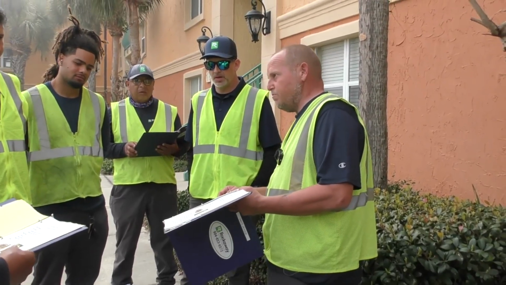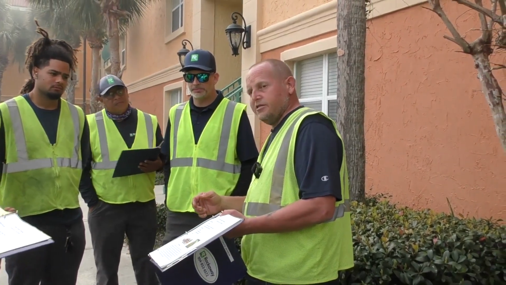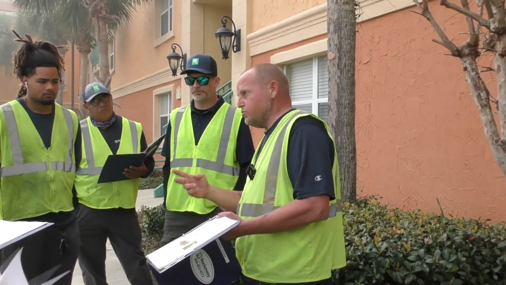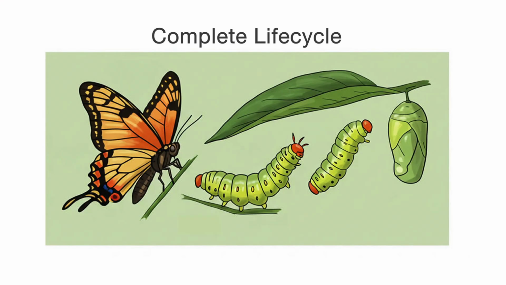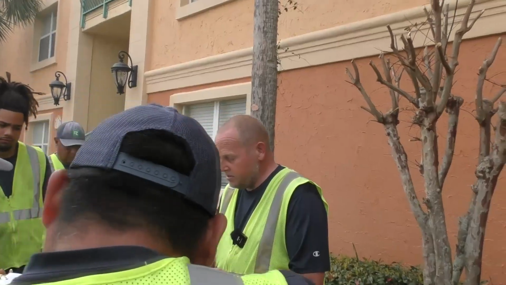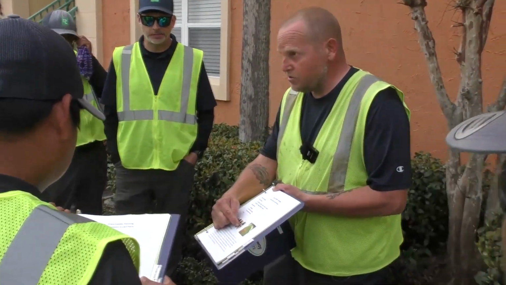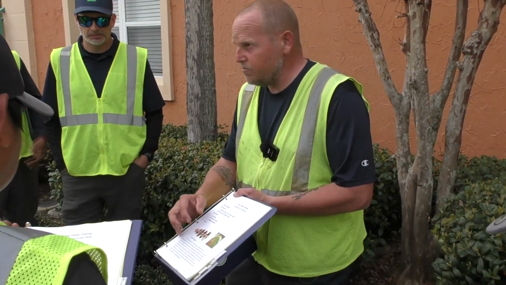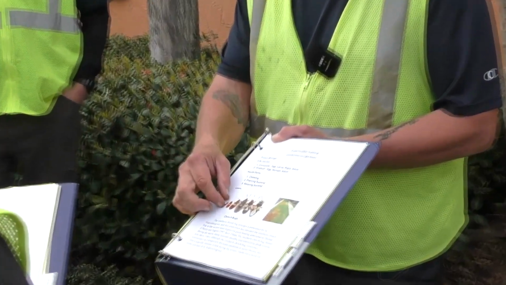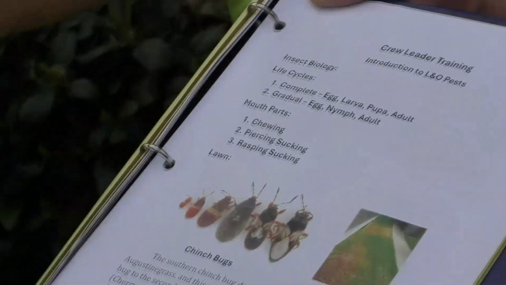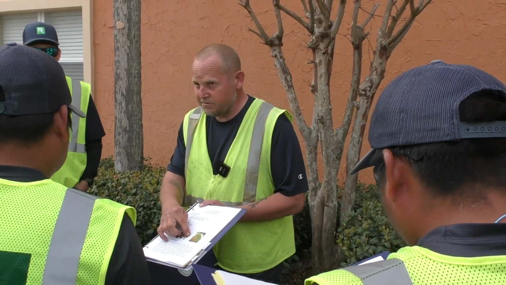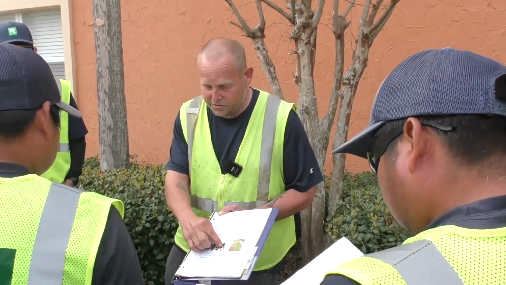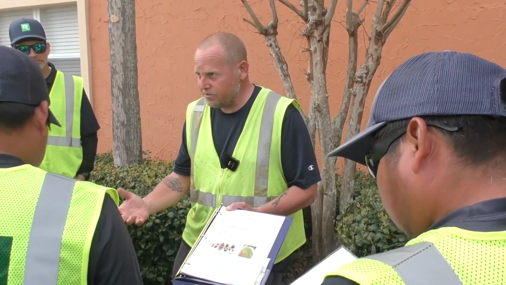I'm going to teach you a little bit of biology today. Insects have one of two kinds of life cycles. One is called gradual life cycle, and one is called complete life cycle. Gradual life cycle means the babies look just like the adults. Same body, maybe different colors, but they feed just like the adults and have the same mouth parts. Chinch bugs have a gradual life cycle because the babies look like this, the adults look like that. It's really just different colors.